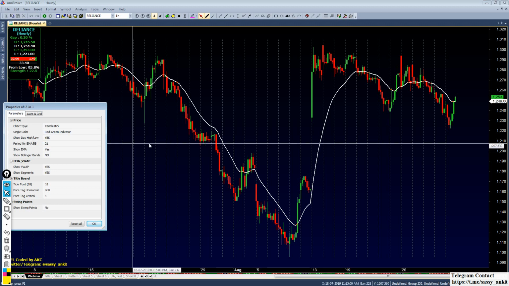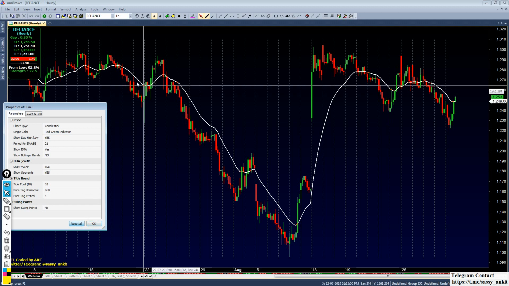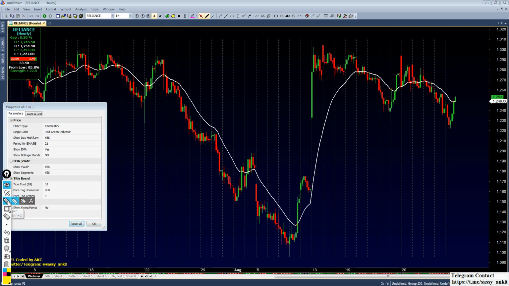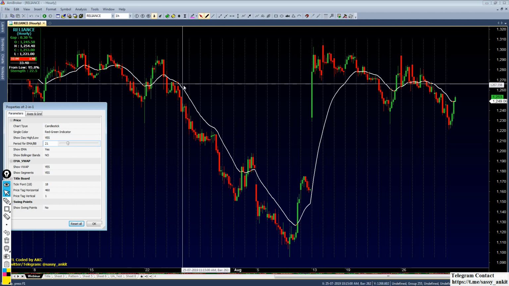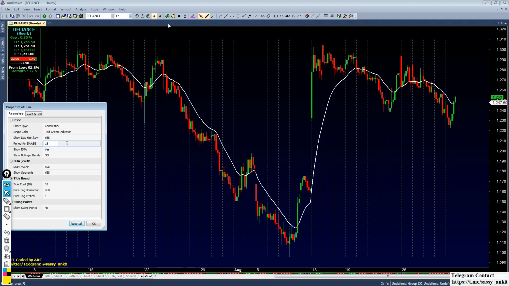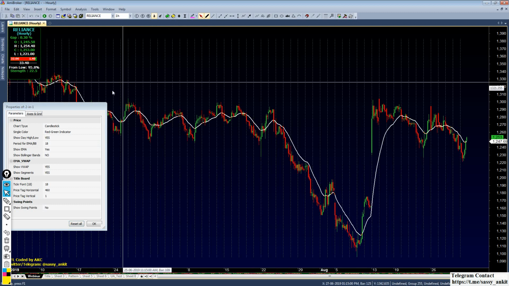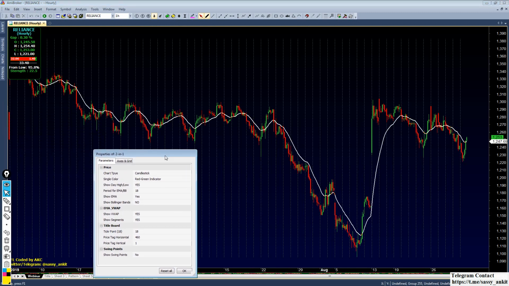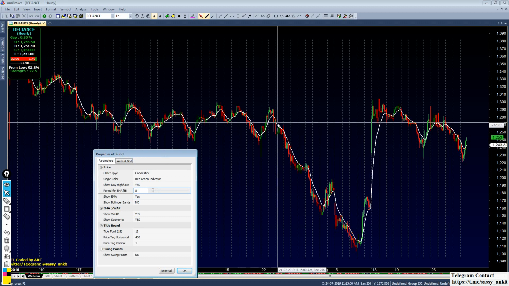Okay, so here we are looking at Reliance on hourly time frame. This white line is my EMA line, and the basic candlestick chart. What you need to do is adjust your exponential moving average line such that it does maximum number of touches. So let me zoom out the chart so that we can have a clear view, and we need maximum number of touches, only touches. We don't want crossings like this.